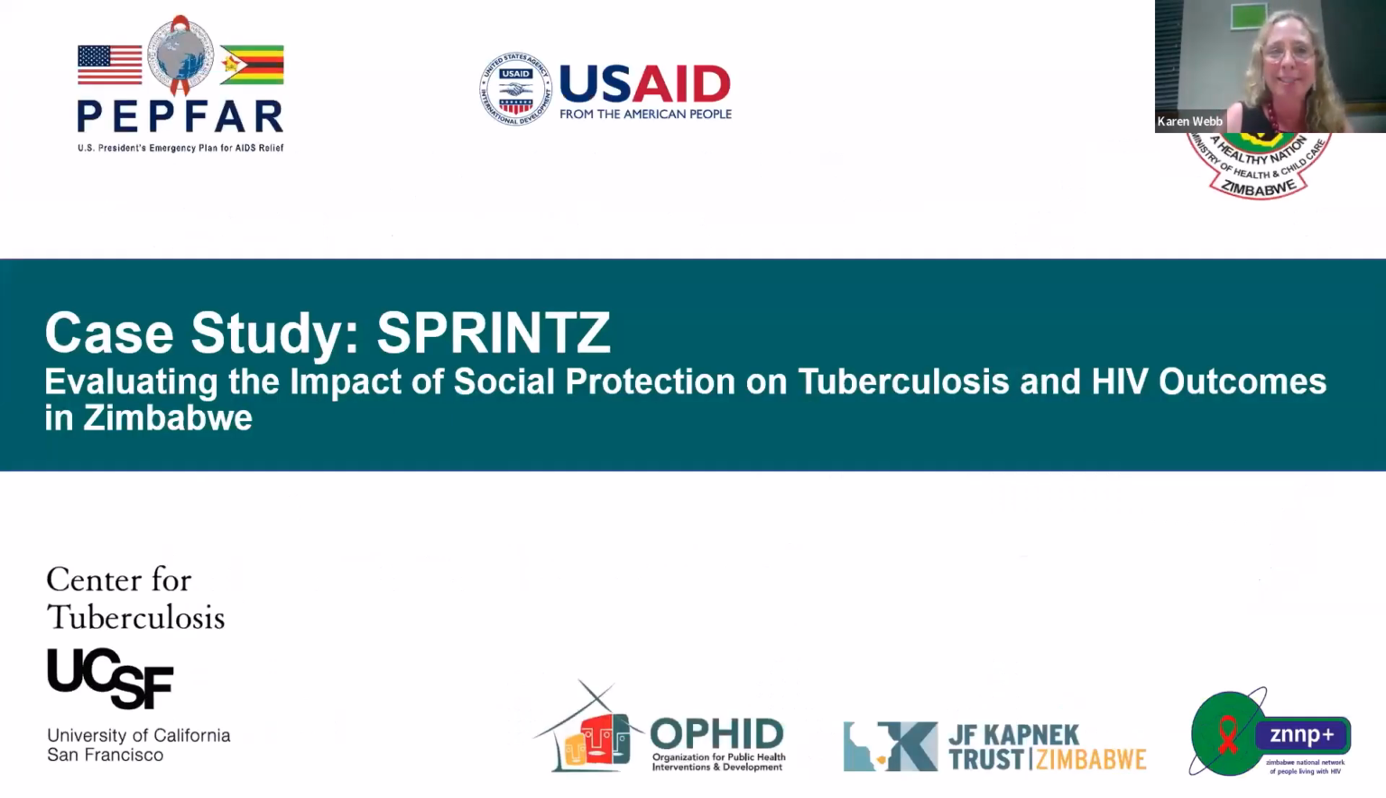So the case study I'm going to share is actually done in collaboration with Priya and her team at the University of California, San Francisco through the SPRINT study. And this is really looking at evaluating the impact of social protection on tuberculosis and HIV outcomes in Zimbabwe.